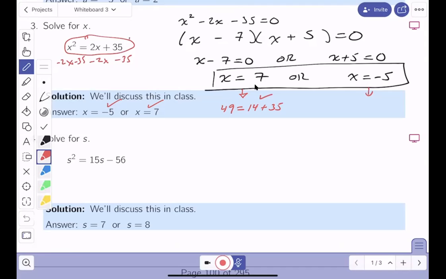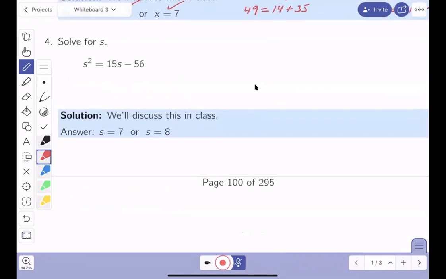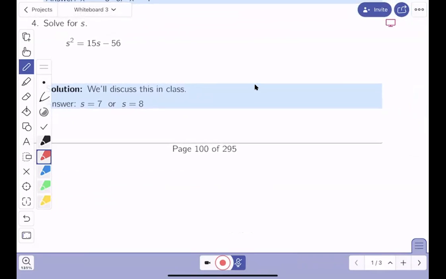Again, I'm checking it here. What do you get? 25 equals, well, 2 times -5 is -10 plus 35. Does that check? Beautifully. All right, let's go to the next one. And this is number 4 now. Again, I'm going to encourage you to keep the square term with a positive coefficient. So what I'm going to do is subtract 15s from both sides.